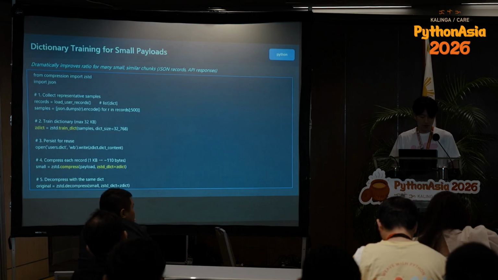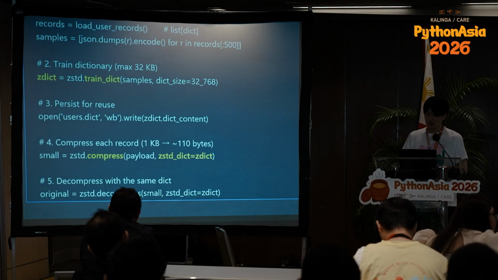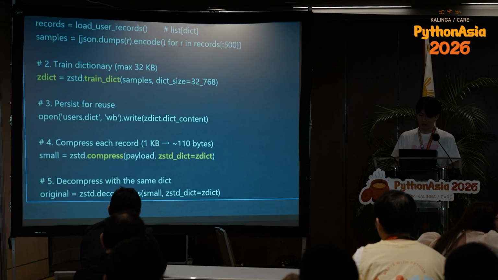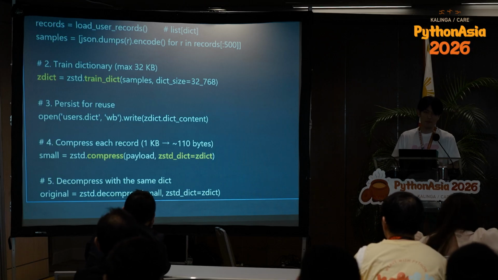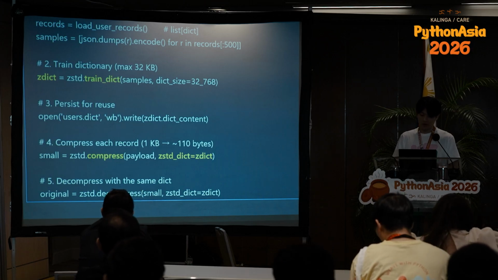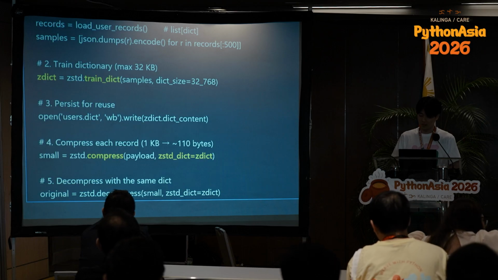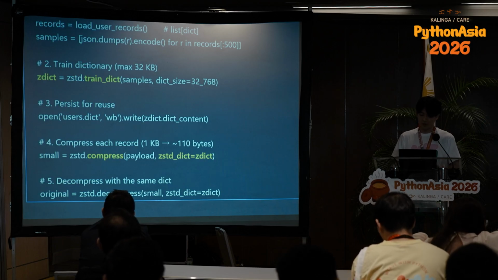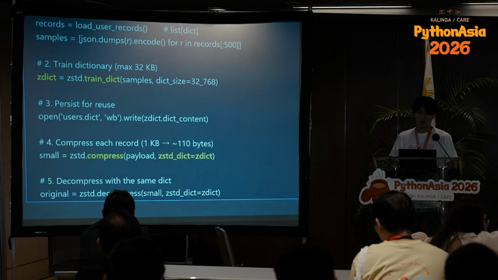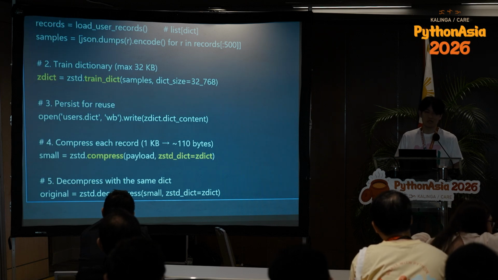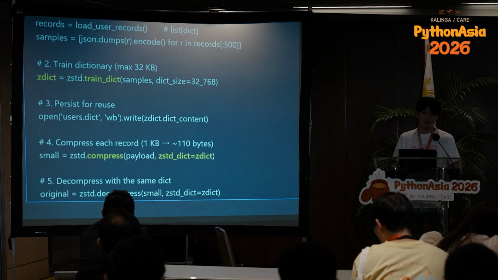This is the fourth example of this code. This is dictionary training. Dictionary training is very powerful when you compress small payloads. By training a dictionary from sampling data, you can dynamically improve the compression ratio. This is especially useful for JSON records and API responses.